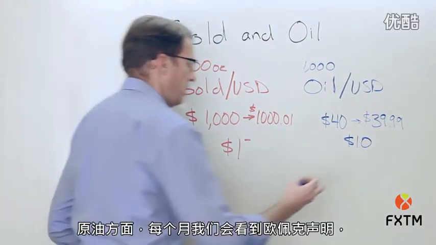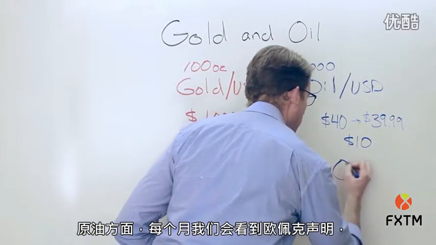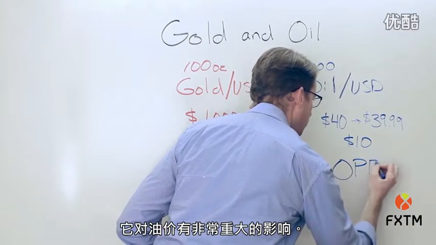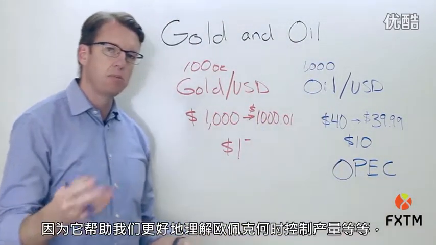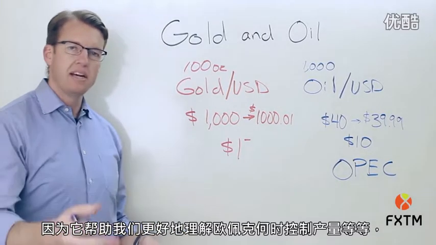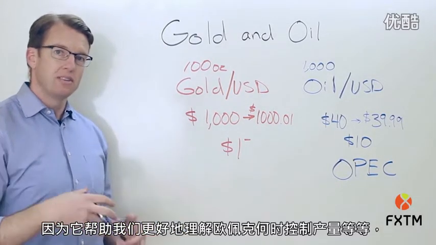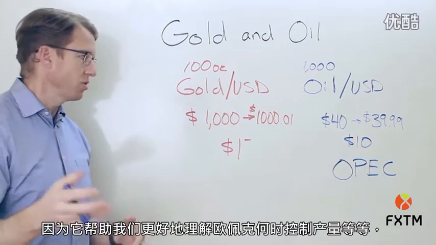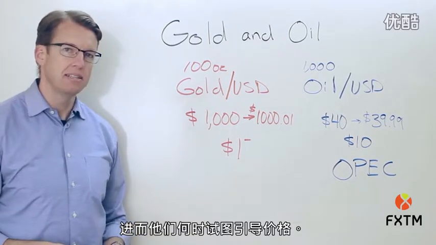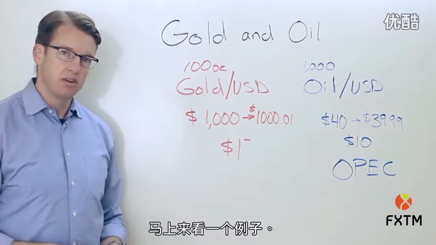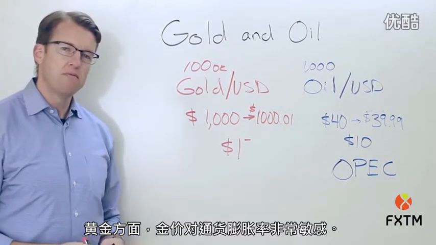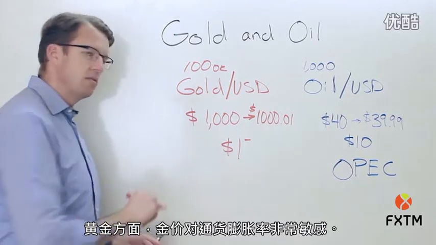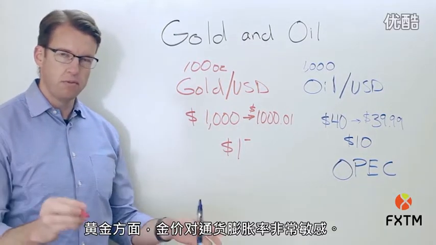So with oil, every month we do get a statement from OPEC, and it can have a fairly significant impact on the price of oil, because it helps us to understand a little bit more about where OPEC is trying to head with supply concerns and so forth. So where are they trying to steer the price? Now, I have an example of this here on a chart that we're going to get to in just a second. In the case of gold, it can be very sensitive to the rate of inflation.